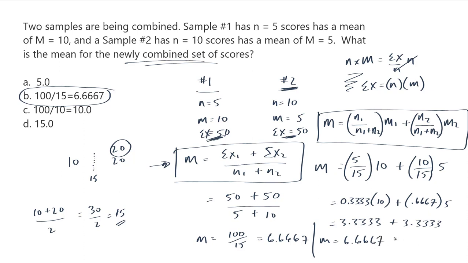6.6667. So no matter how we do it, we end up getting a total score of 100 divided by a total sample size of 15. This gives us 6.6667.